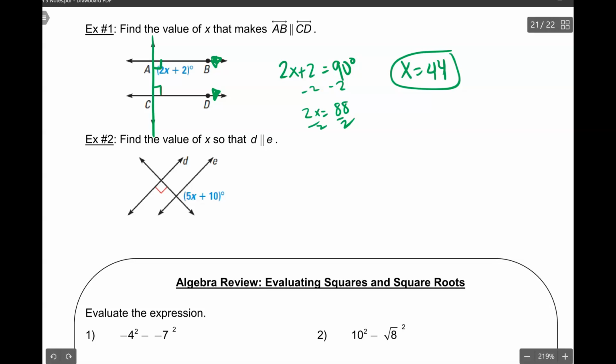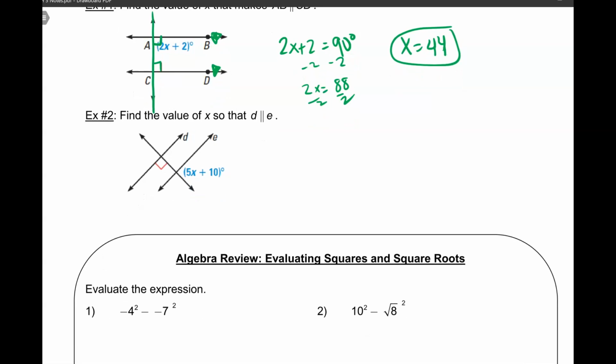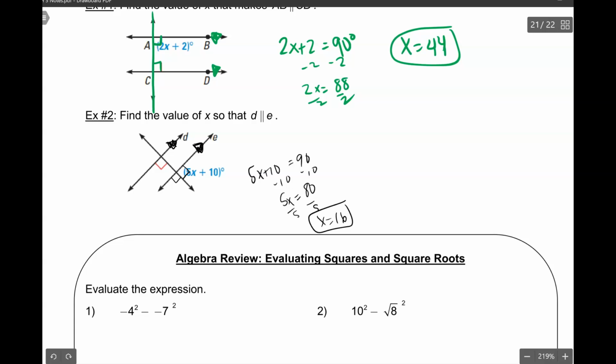Let's continue on. Find the value of x so that line D is parallel to line E. Because line D is perpendicular to that transversal, line E must also be perpendicular in order for them to be parallel to each other. So these have the arrows, parallel. That means 5x plus 10 must equal 90. Go ahead and subtract 10 from both sides and divide by 5. So x is going to be 16.